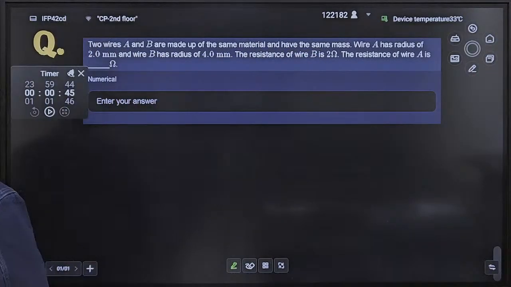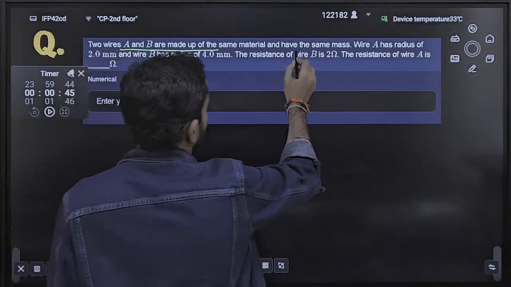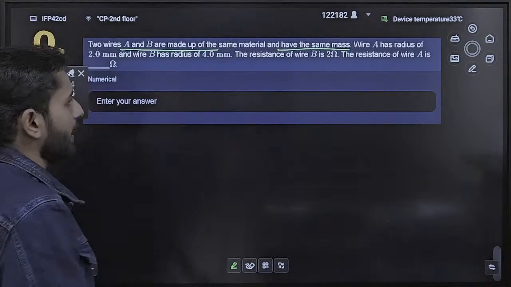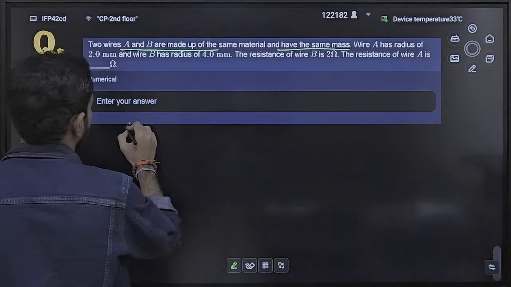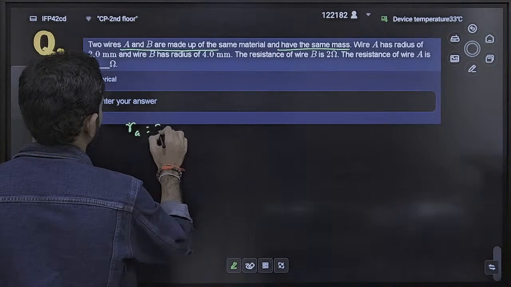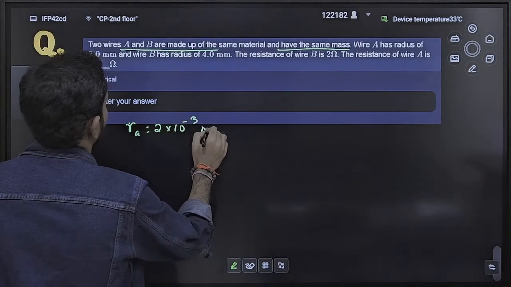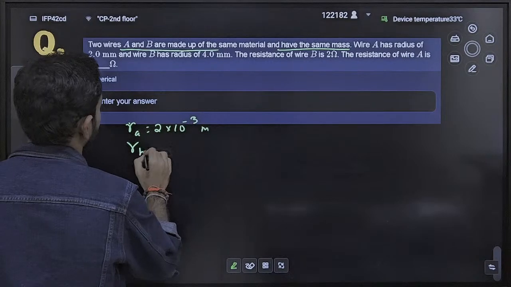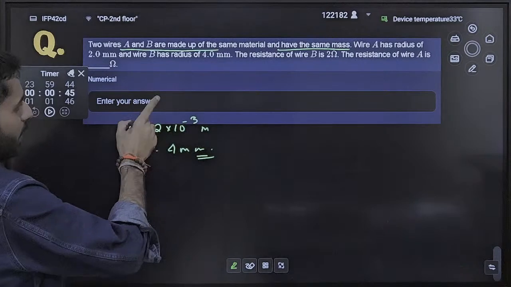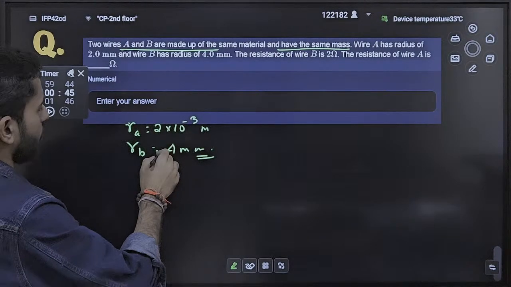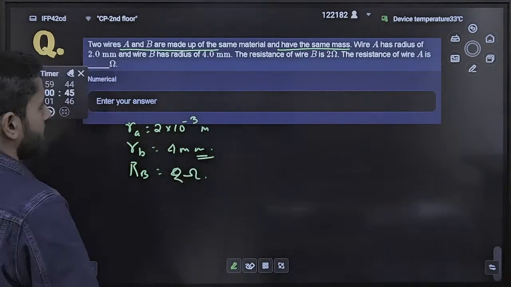The question is: two wires, A and B, are made up of the same material and have the same mass. Same material and same mass. Wire A has a radius of 2 millimeter, and wire B has a radius of 4 millimeter. The resistance of B is given to you, and the resistance of A you have to calculate.